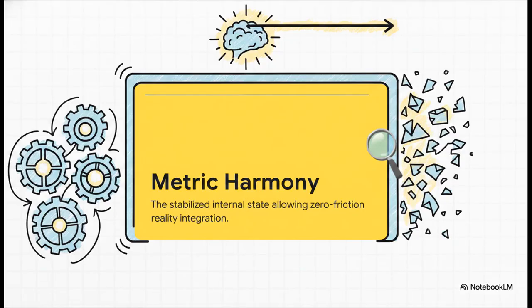But when all 4 of those quadrants are perfectly balanced, the individual achieves metric harmony. According to the framework, this completely stabilizes your internal machine. And the best part? It makes you entirely immune to what Smith brilliantly refers to as social grit. Social grit is all that chaotic, ununified noise of the collective environment, like the barrage of social media or an angry morning commute. When you are in this state of harmony, you act as a flawless superconductor for your own intent, allowing you to integrate reality with absolutely zero friction.